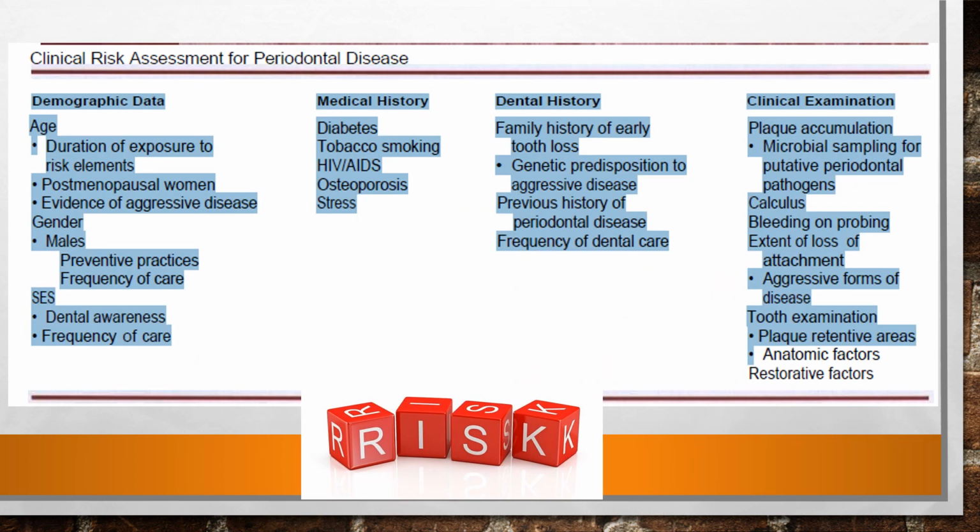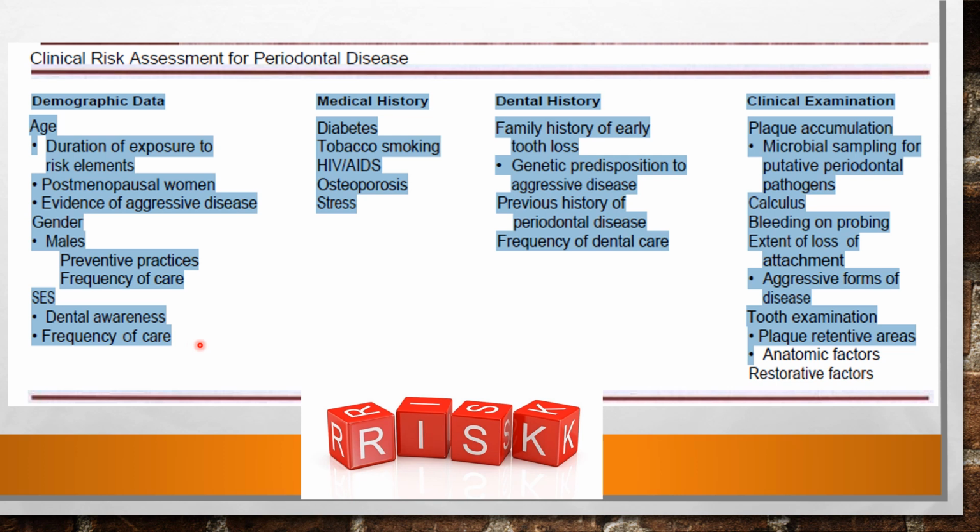Okay. So coming to the details of each, that is the clinical risk assessment, how we can evaluate the risk factors in various aspects while we are taking the case history. As you know, we have already discussed the periodontal assessment and case histories for gingivitis and periodontitis. So we will just see which aspects will be monitored at each level. That is demographic data. Under demographic data, age will be taken. The duration of exposure is evaluated by age, and according to age we will be able to evaluate whether women are postmenopausal, and evidence of aggressive disease can be defined. Gender can also be defined; in males there will be decreased preventive practices and the frequency of care will be less. Socioeconomic status will also be monitored under demographic data, that is, awareness and frequency of care.